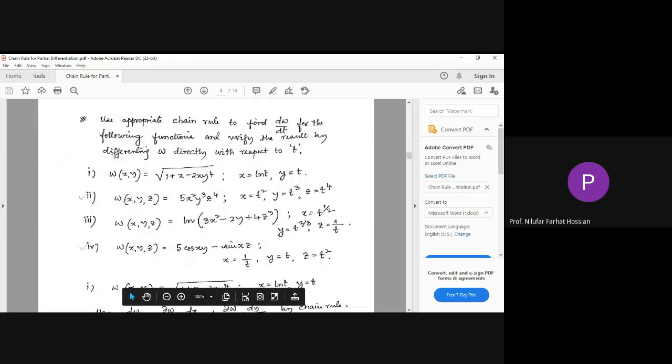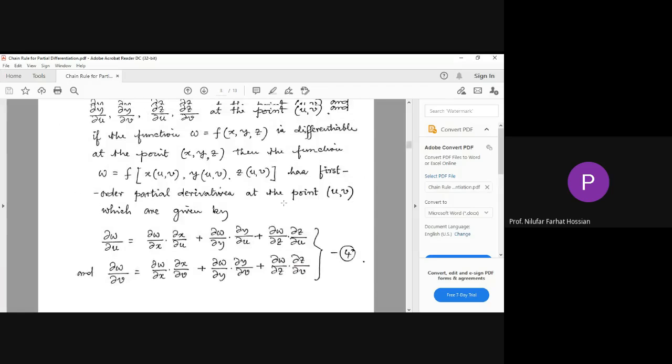You see, w of x, y, z equals 5x square y cube z to the power 4, where x is a function of t only, x equals t square, y is a function of t only, y equals t cube, and z is a function of t only, it is t to the power 4. So you can easily write down dw by dt. Which chain formula can we use here? You see, there are three variables x, y, z, and all of them are functions of t only.